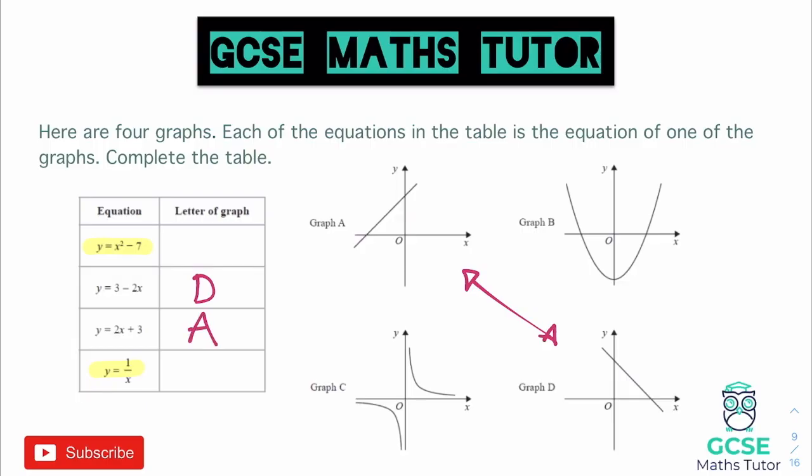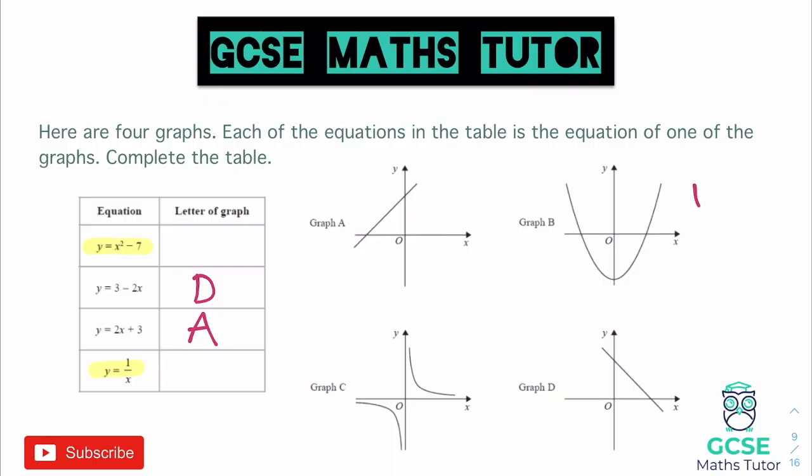And this is exactly how I'd approach this question anyway. I would pick the one that you're most familiar with. You might disagree and say, actually I knew straight away which one the quadratic was, and that's fine, you could have done that one first, but always work from the one you know to the one you're not so sure on. So for this one here then, the first one, which we've already highlighted, the x squared minus 7 is a quadratic graph. So that is graph B.